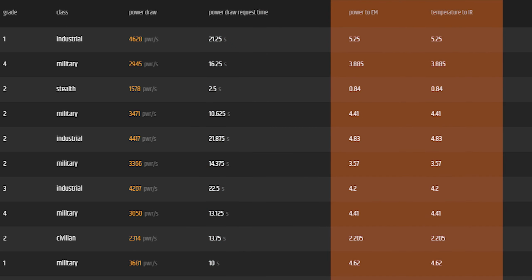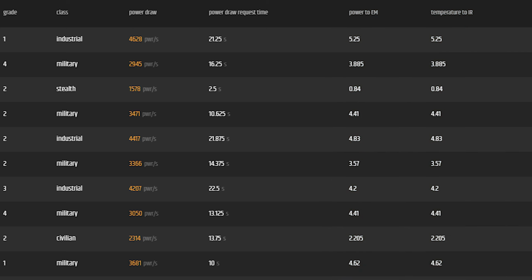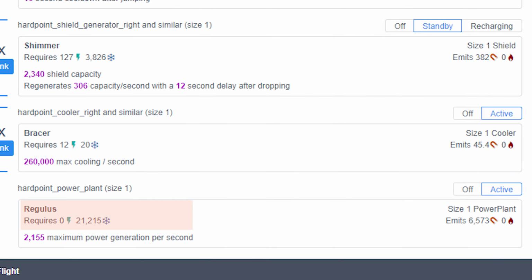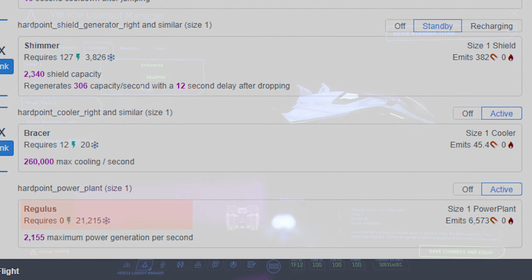Power to EM is how much the power plant contributes to your EM signal, with IR being the IR contribution. The lower the figure, the closer you need to be to your target to ping on their radar. Currently not displayed on Urkel is the cooling requirement of your power plants, however the site does account for it. The values are visible on hardpoint.io.